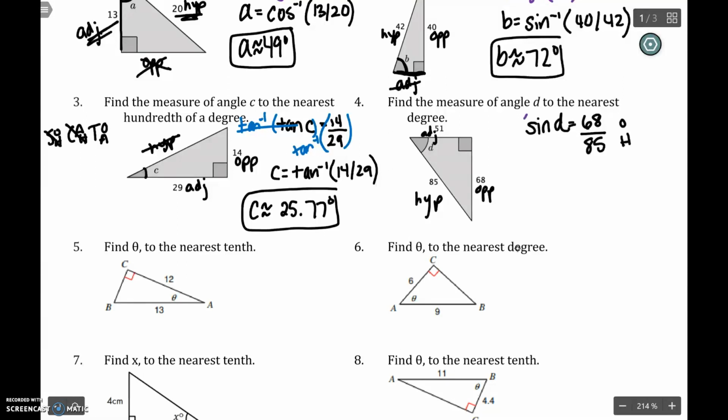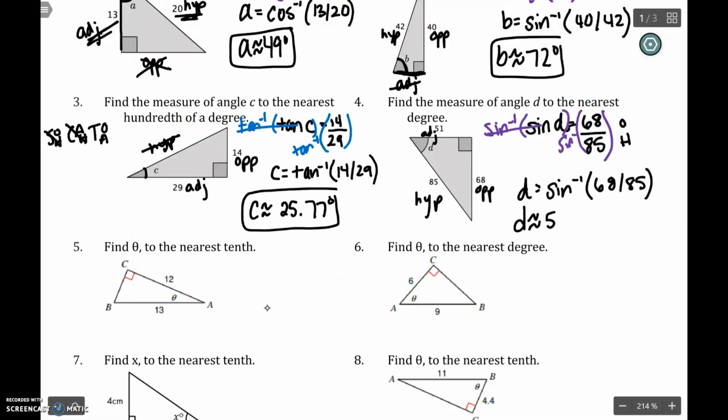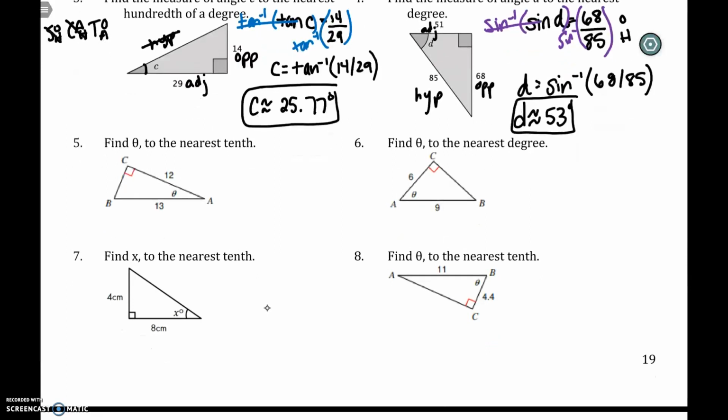And then just like the others, we're going to do the inverse of sine on both sides. The sine and inverse sine on the left will cancel, and on the right we will have this to enter into our calculator, to the nearest degree. Which would be approximately 53 degrees. And regardless of which function you used, as long as you set up the fraction using the correct numbers, you would be fine.